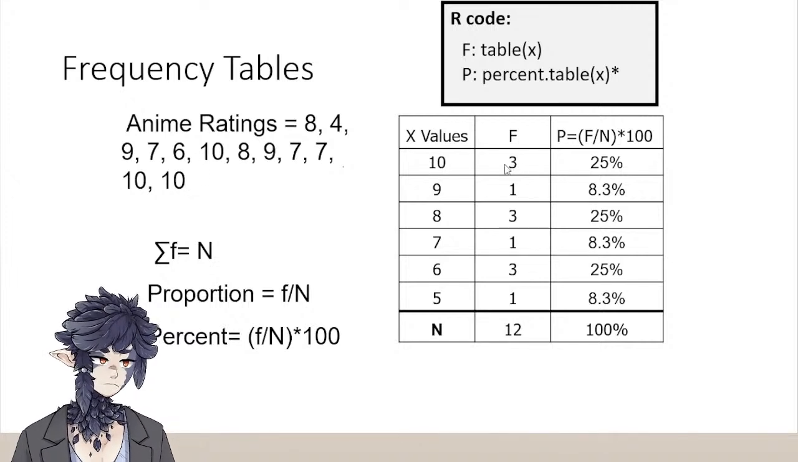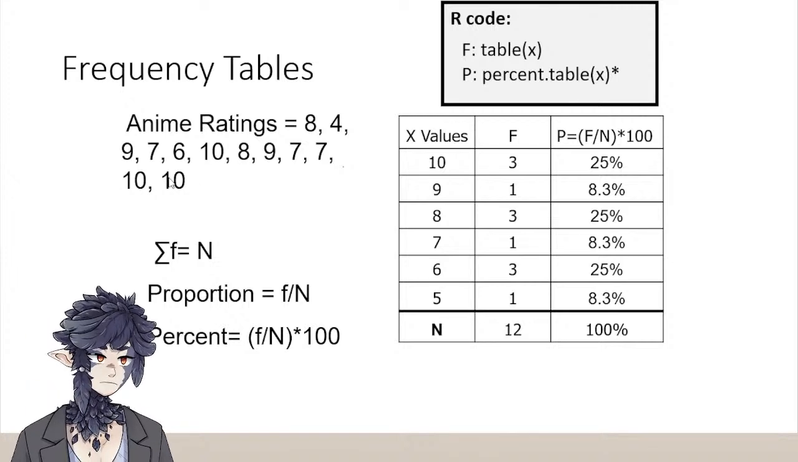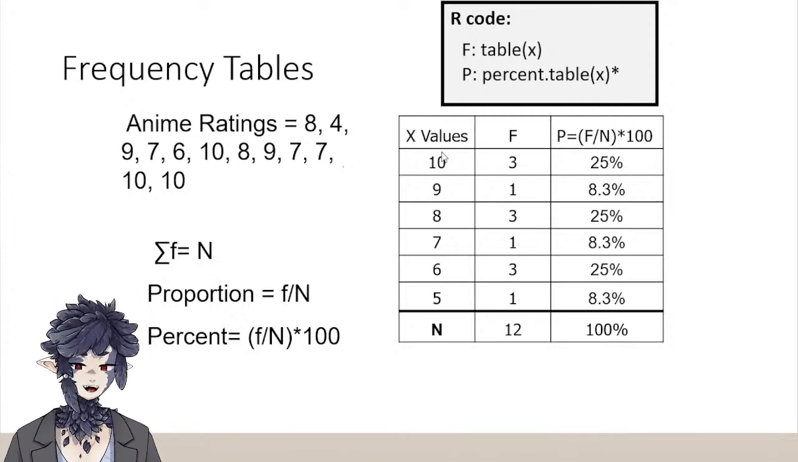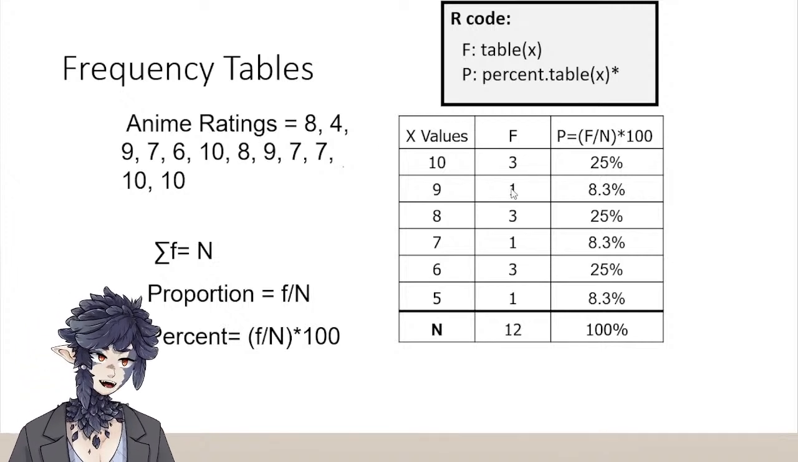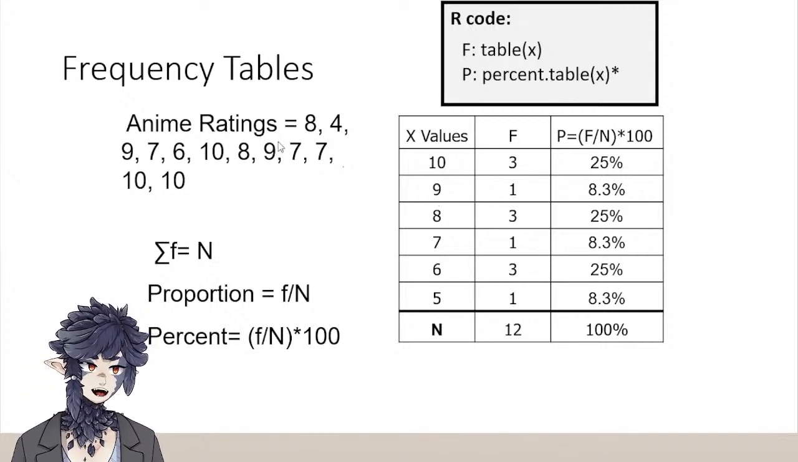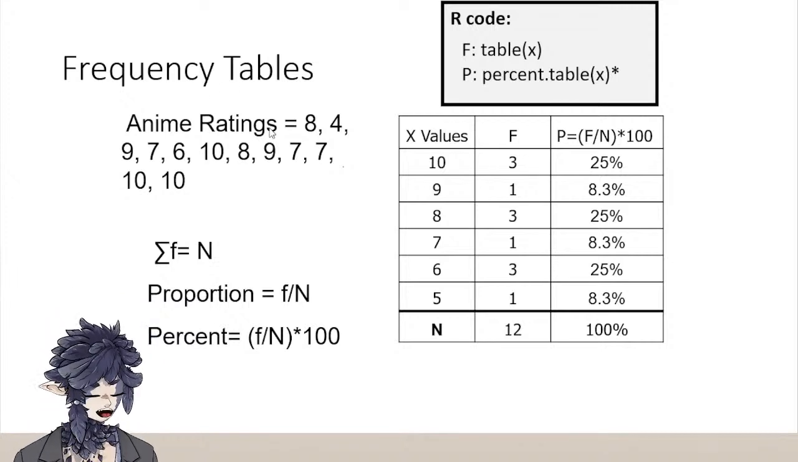So you can see the frequency of 10 is 3. And when we look at our list of anime ratings, there are 3 10s in there. That's what this is saying. 3 anime in our list got a 10 out of 10. 1 anime in our list got a 9 out of 10. Oh, it looks like I actually have 2 9s in here. I might have messed up on this table a little bit.